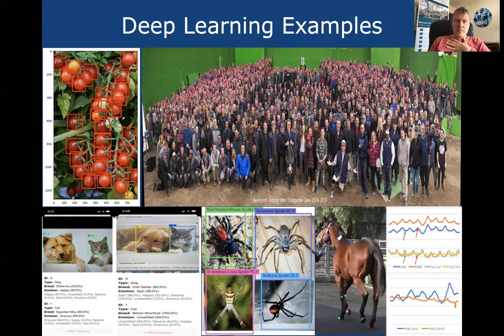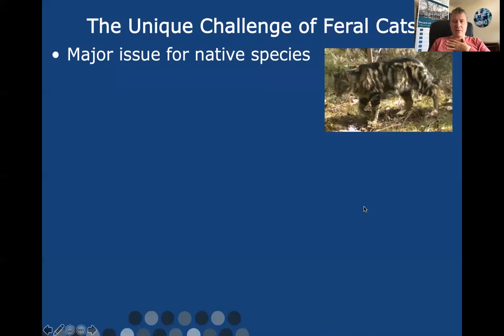I thought I'd go a little bit deeper in one application of the work that we've been looking into, and this is a unique challenge in many ways, which is to do with feral cats. Feral cats are wild cats that have been released into the wild, accidentally or deliberately, which are causing havoc, I guess you can say, with the Australian native species.